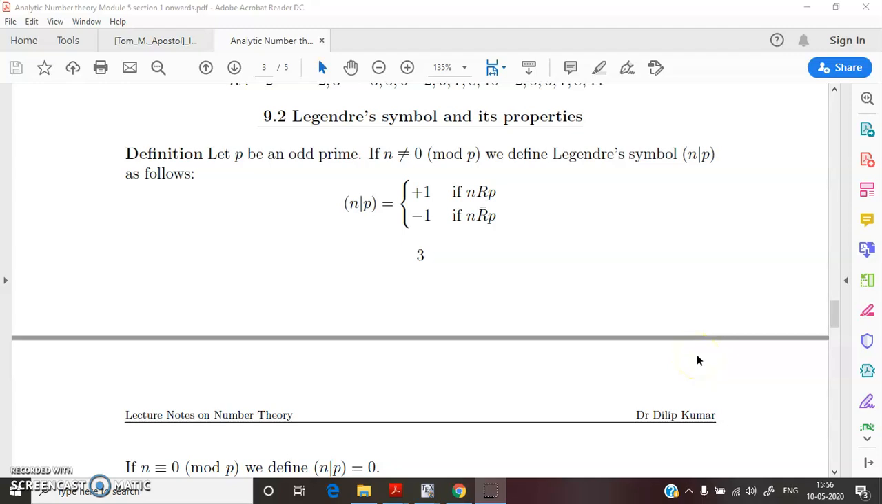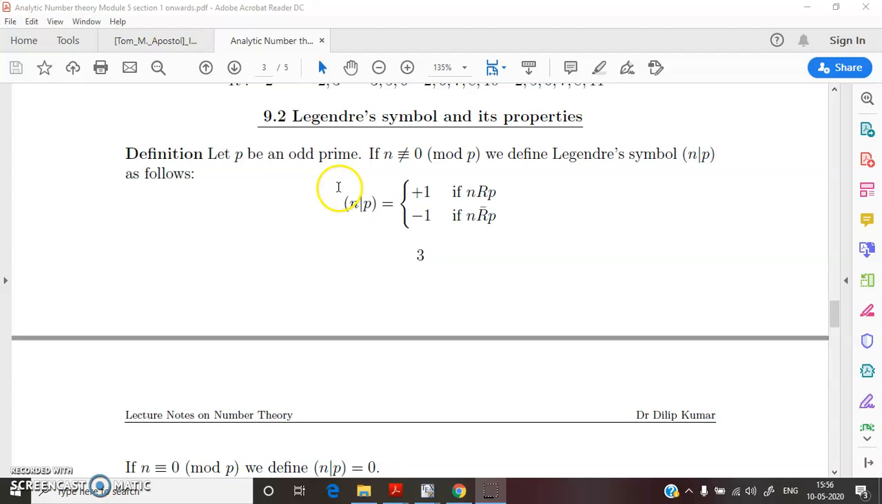Next, we will be discussing the Legendre symbol and its properties. We have already studied the quadratic residue mod p and quadratic non-residue mod p, so this is in continuation to that. Let us see what is meant by the Legendre symbol.